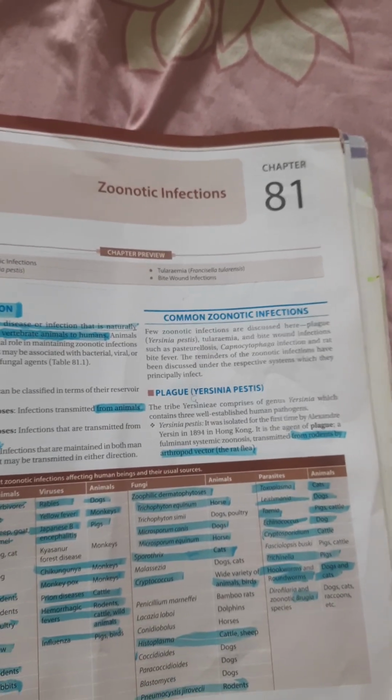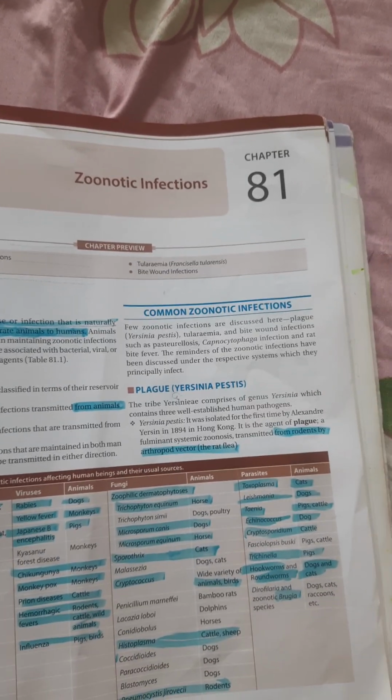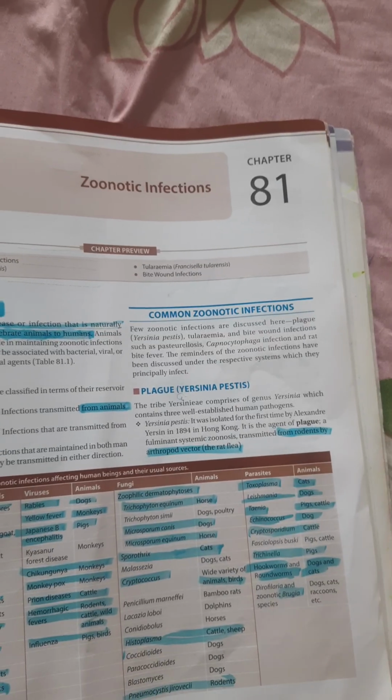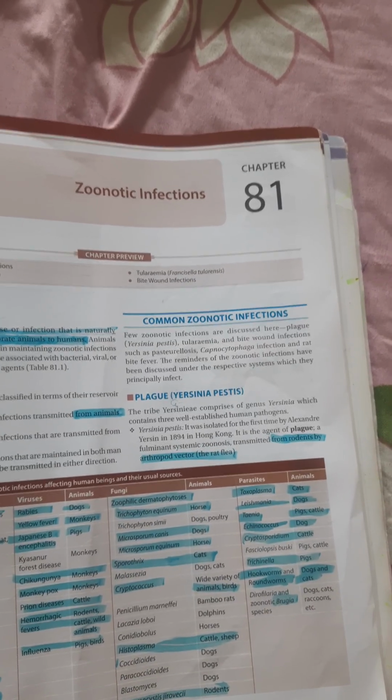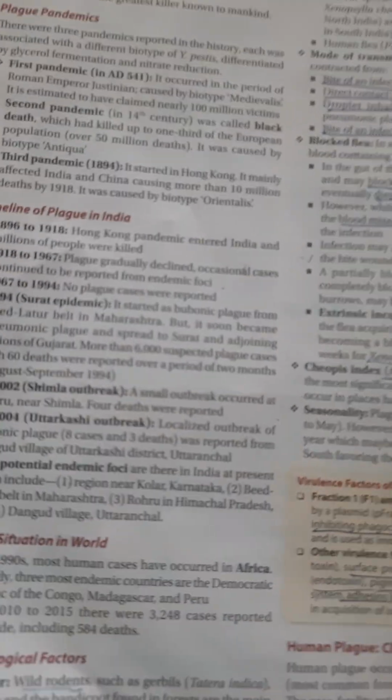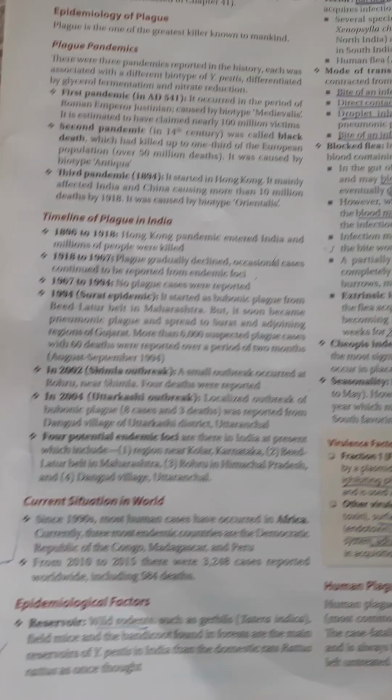Alright everyone, today we are going to talk about a zoonotic infection called plague. It's caused by a pleomorphic bacterium called Yersinia pestis. The reservoir is the wild rodents, and the source is the rat flea. Now, the mode of transmission.